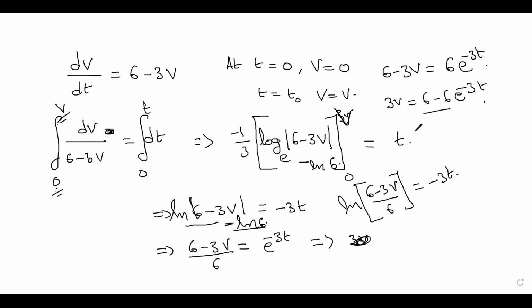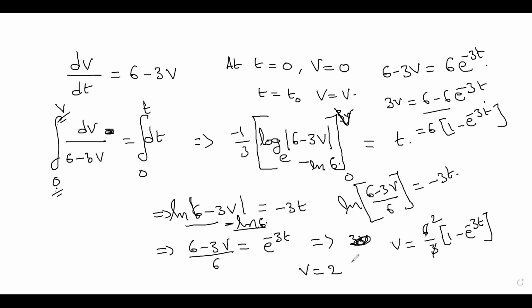You can take 6 as common from both. 6 into 1 minus e to the power of minus 3t is equal to 3v. So you get v equal to 6 by 3 into 1 minus e to the power of minus 3t. 6 by 3 is 2. So you get v is equal to 2 into 1 minus e to the power of minus 3t. This is how you have to do it. This is the velocity as a function of time.